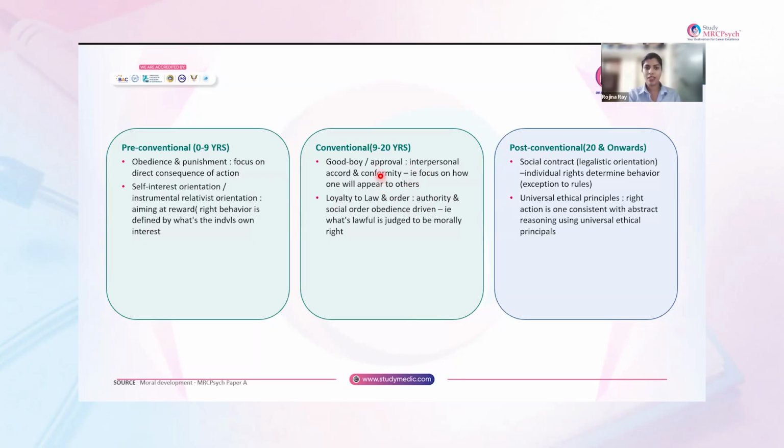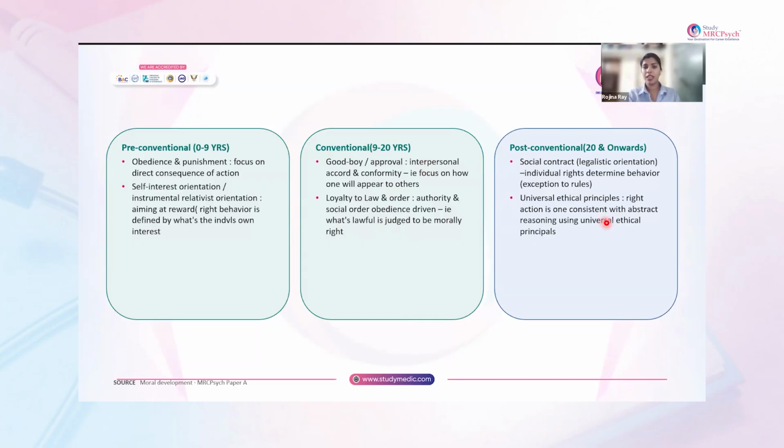So the stages are the interpersonal accord and conformity stage, which focuses on how the individual will appear to others, and then loyalty to law and order. That is authority and social order obedience driven, where what is lawful is judged to be morally right. So here the individual may answer that it is against the law, so Heinz shouldn't steal. Or the individual may answer that if he needs to be a good husband, he should steal.